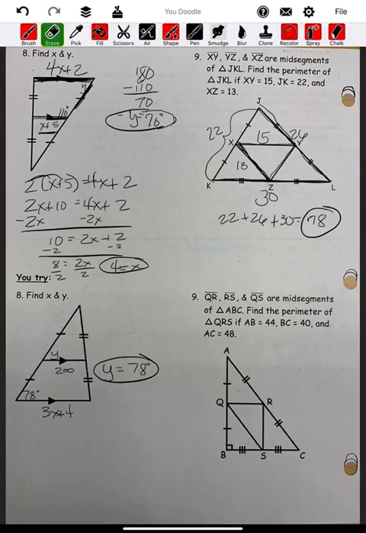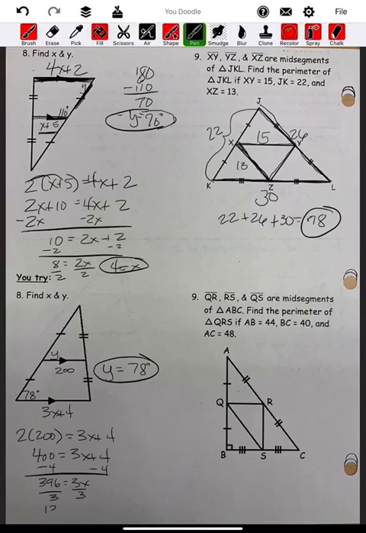Now let's move on to our x. All right, so here, remember, this 200 is our mid-segment. 3x plus 4 is our parallel side. So remember, 2 times our mid-segment, which is 200 this time, equals 3x plus 4. All right, 2 times 200 is 400, and that's going to equal 3x plus 4. So now we're going to subtract 4 from both sides and get 396 equals 3x. Divide both sides by 3 and get 132 equals x. Okay?